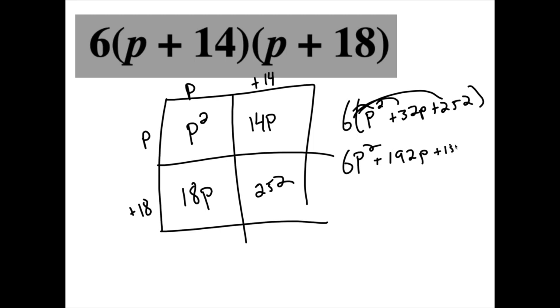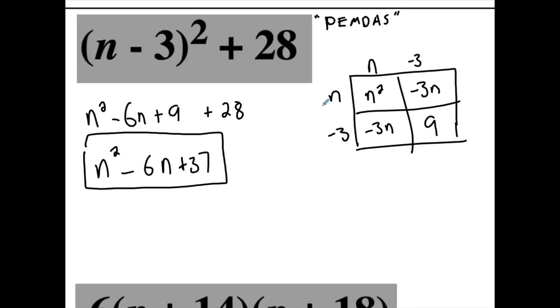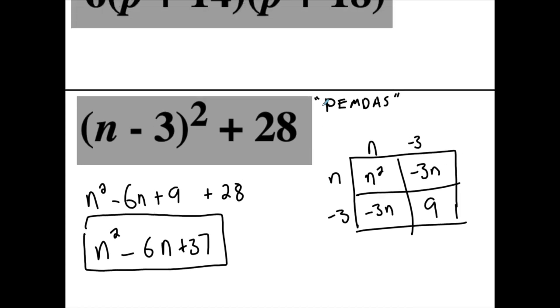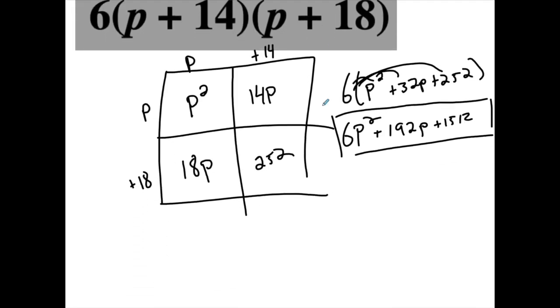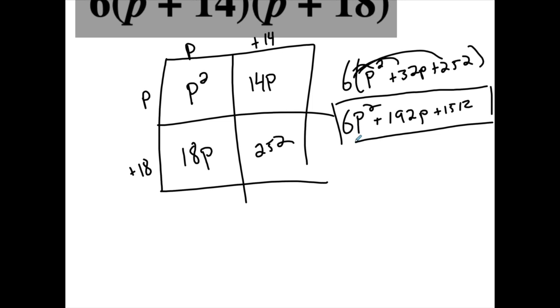And remember, you would definitely be given access to a calculator for this. I would definitely expect that you not necessarily have to do this in your head, for sure. All right, so hopefully you're able to get that right. Again, the answers here are n squared minus 6n plus 37 and 6p squared plus 192p plus 1512.